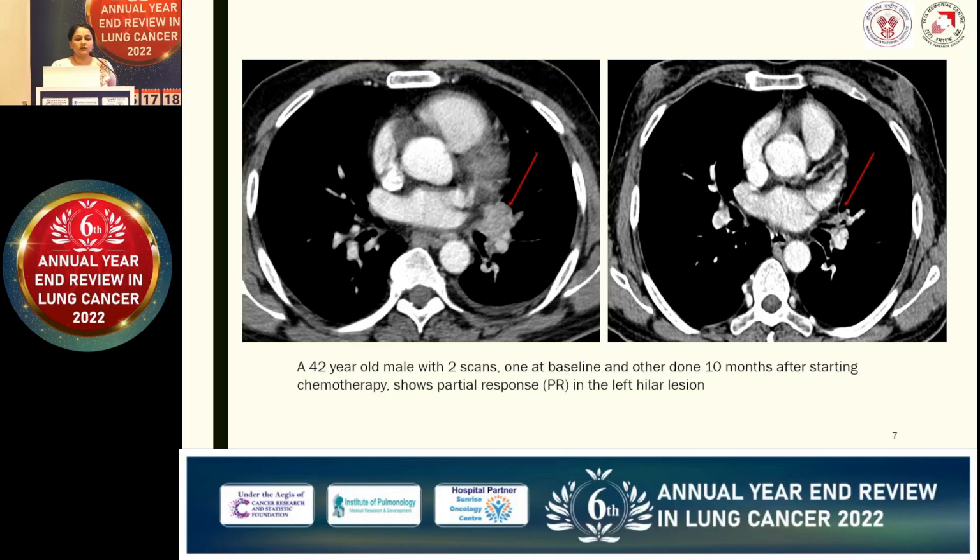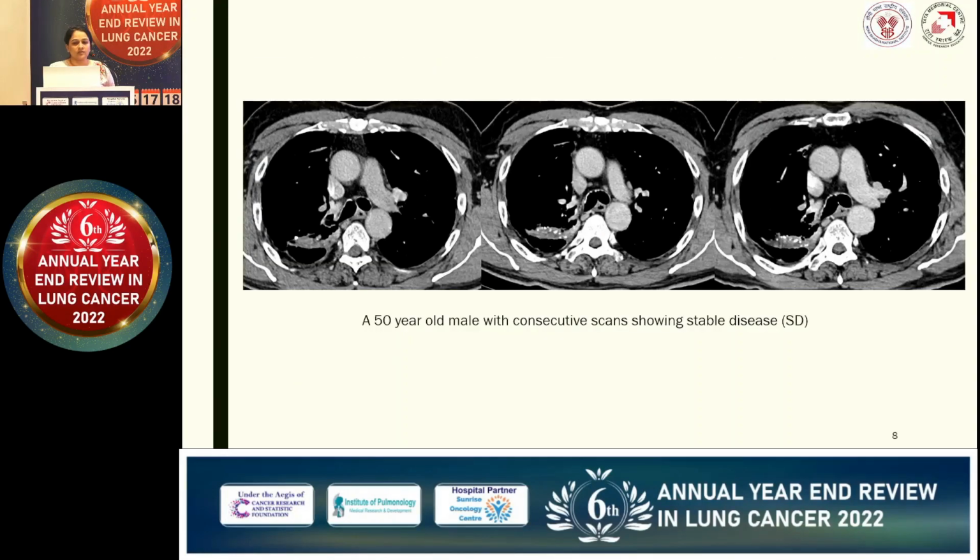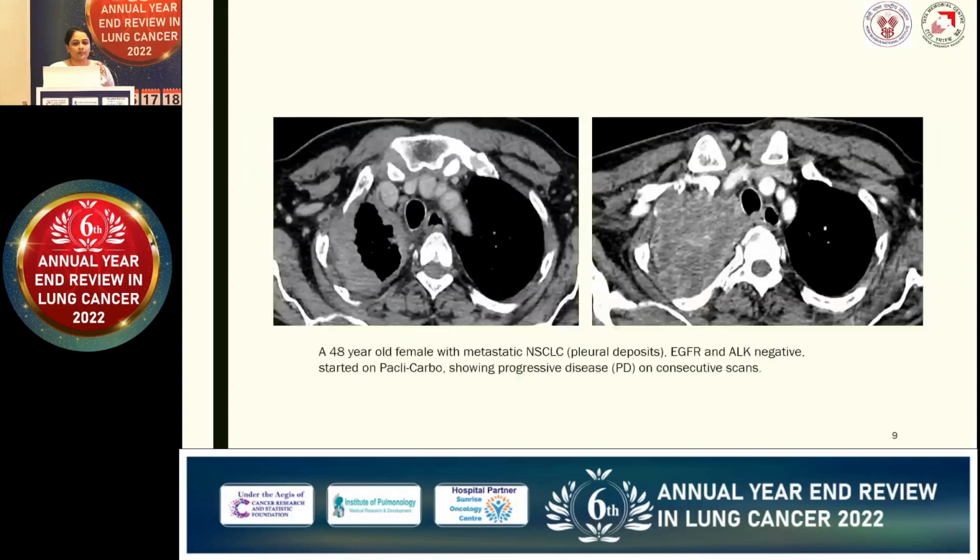I have a few examples here. This was a 42-year-old male. We have 2 scans which are 10 months apart after starting of chemotherapy, and we can see that the lesion is decreased significantly in size but not completely gone, and this would be categorized as partial response. And another patient, we've had serial CT scans of this patient. He's been following up for many years, and we can see that the disease has been stable. And a patient with metastatic NSCLC, she had pleural deposits, EGFR ALK negative, and was started on a 2-drug combination. And the 2 consecutive scans here had shown progressive disease because we can see that the size of the lesion has increased.